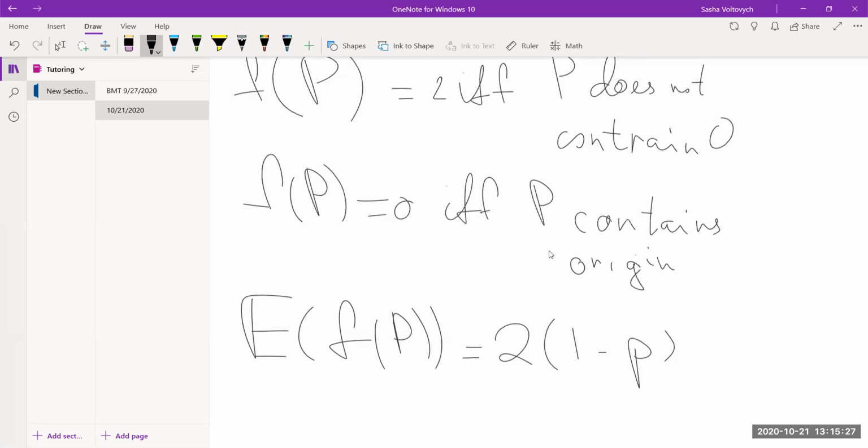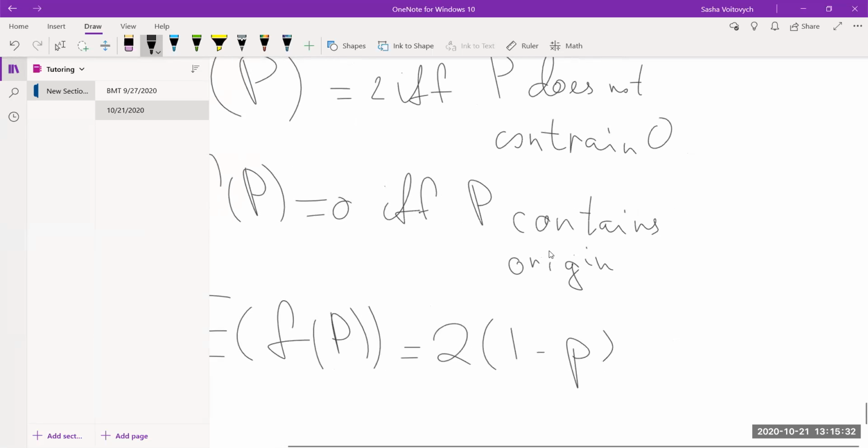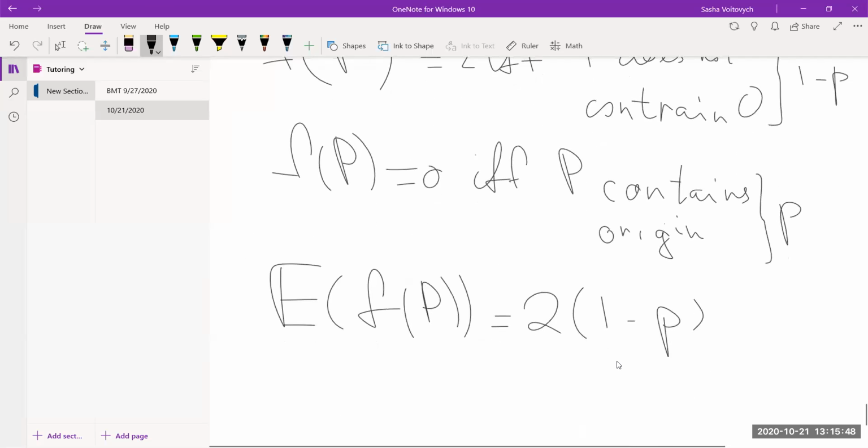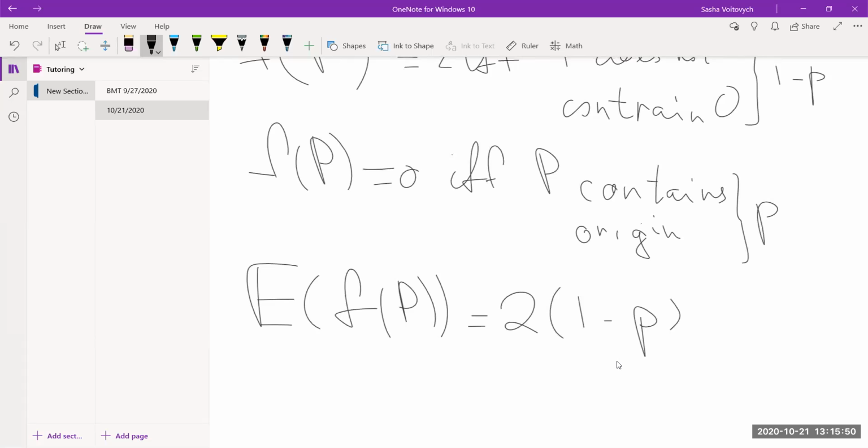So f of P is the number of good diameters. We know it is equal to 2 if P does not contain the origin, which happens with probability 1 minus p, and it equals 0 if P contains the origin, which happens with probability p. So the expectation of f of P is equal to 2 times (1 minus p). So now if we determine the expectation, we can compute the probability.